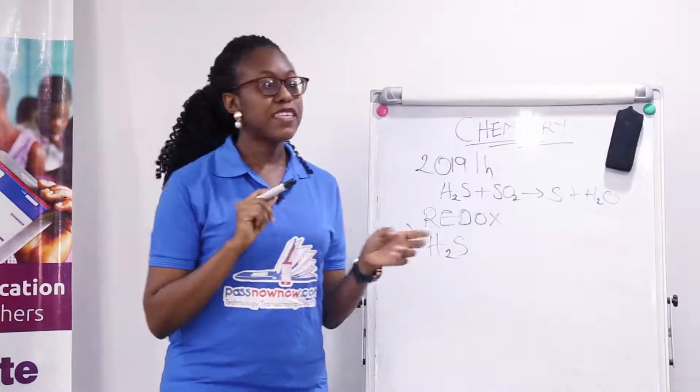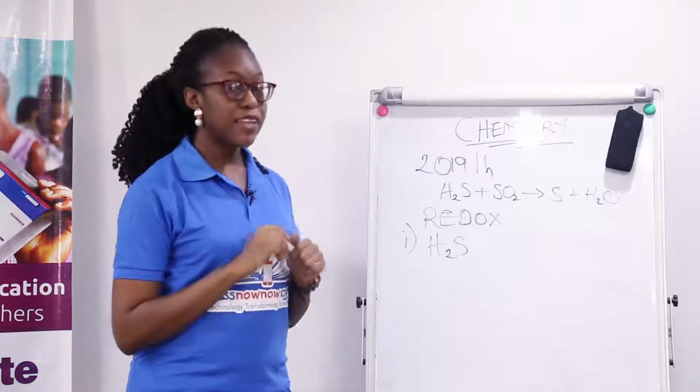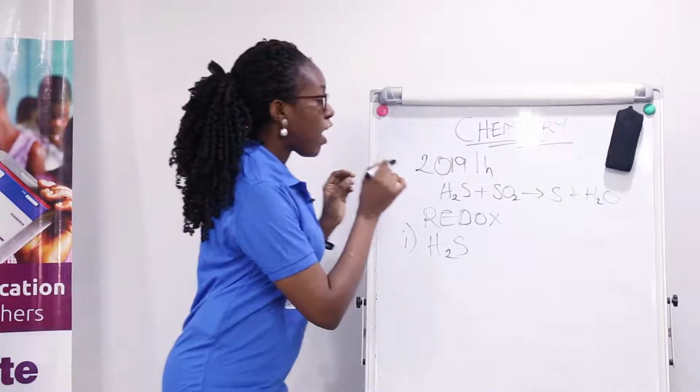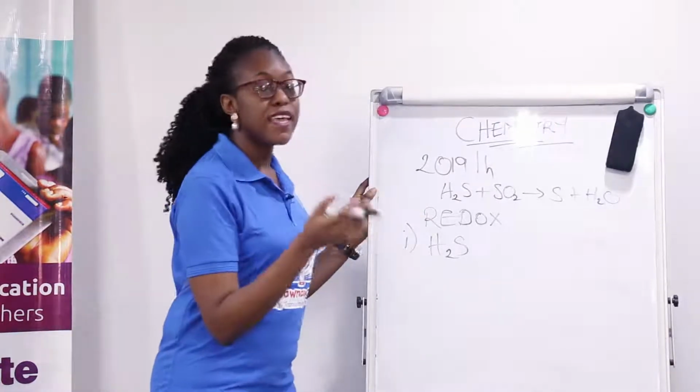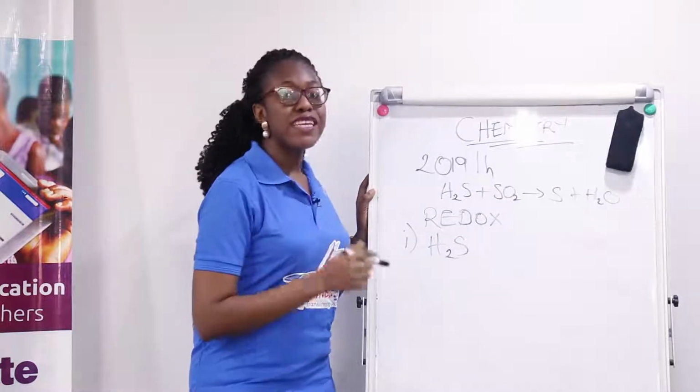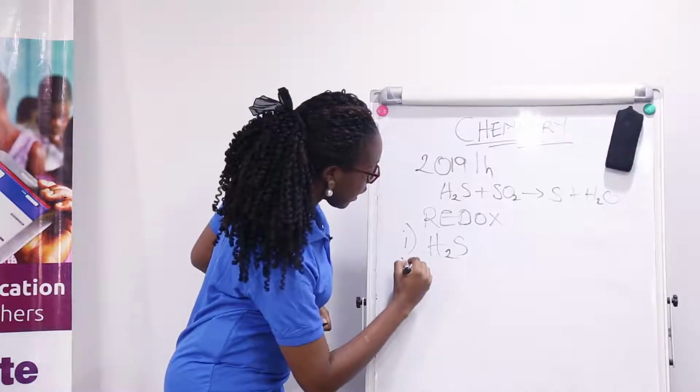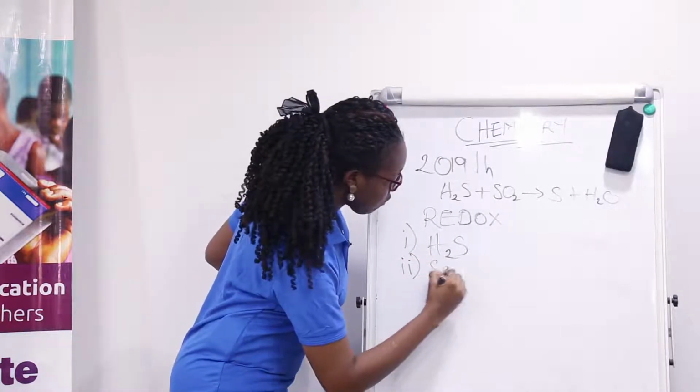The next question says to state the oxidizing agent. Normally, we know that the element or agent that is undergoing reduction is the oxidizing agent. Hence, our oxidizing agent here is sulfur IV oxide.